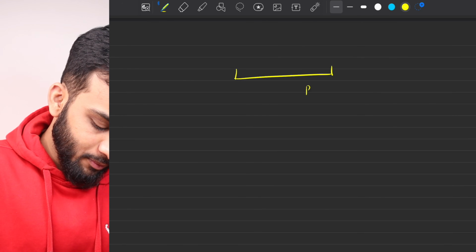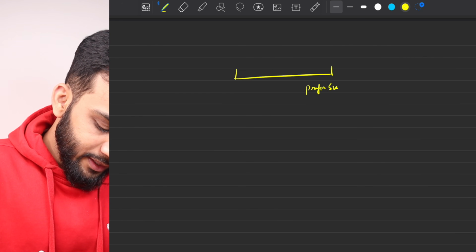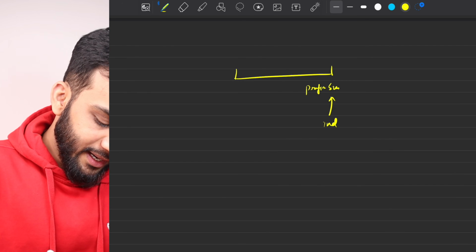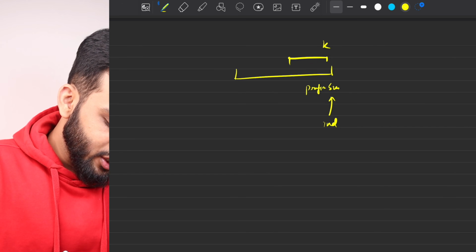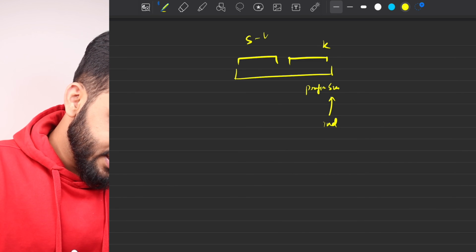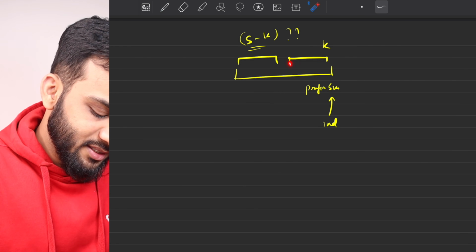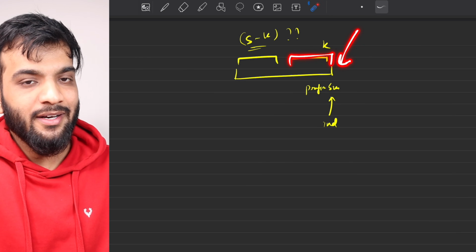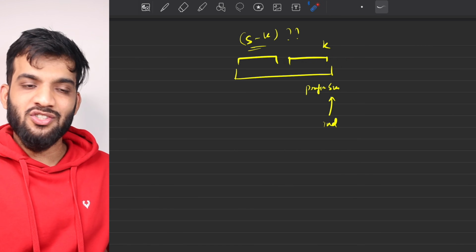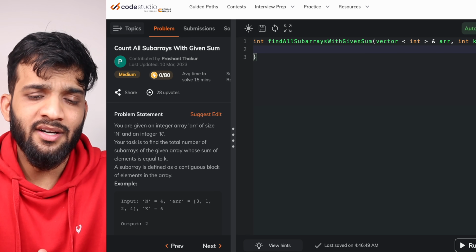You have a prefix sum, which is the entire sum till a particular index, and you are looking for k. So you'll just look for how many times s minus k appeared, and that will be the number of subarrays that end at this particular index. That is what the intuition was. So let's quickly go back to the code editor and try to code it up.